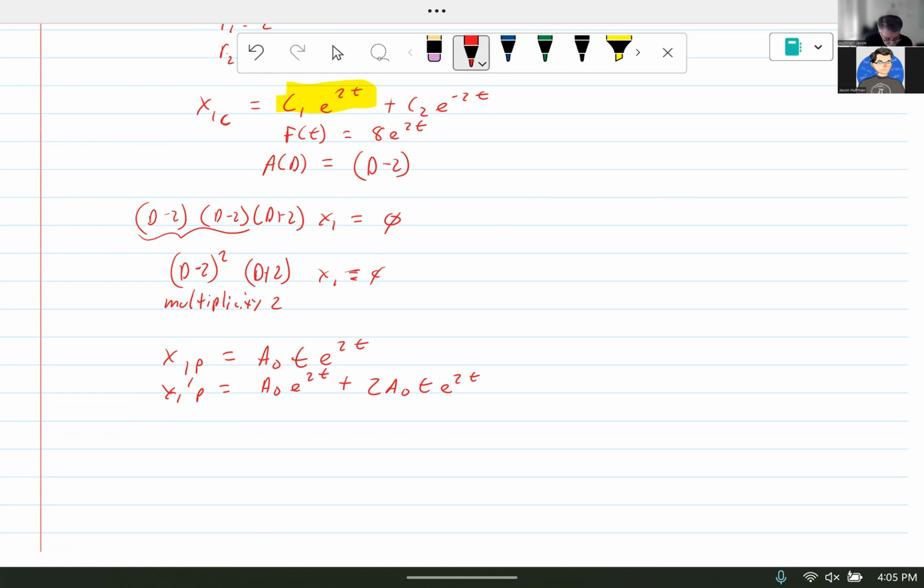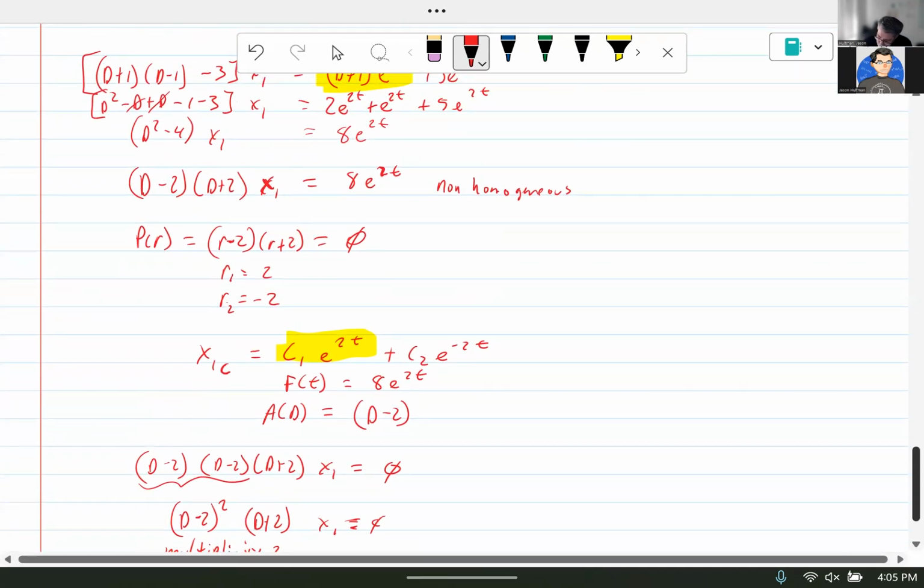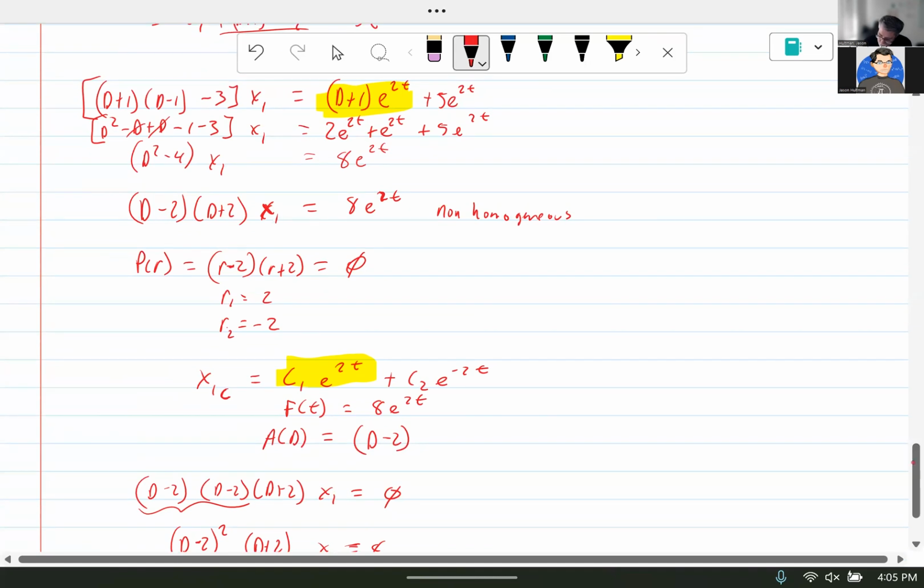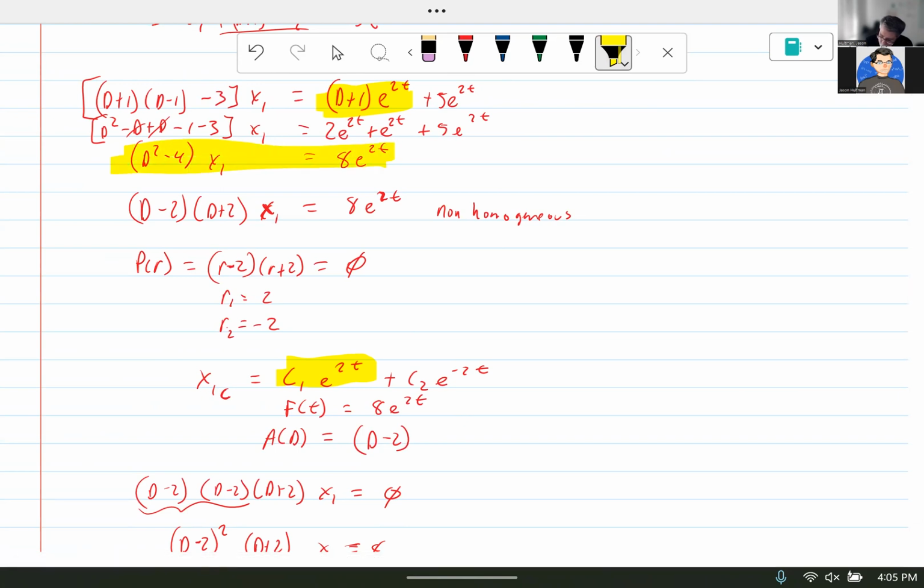The original one had a d squared, right? So we're actually not using that yet. We're going back to this one here first, where we actually have d squared minus 4 on x1. That differential equation equals 8e to the 2t. So this is a second order differential equation.